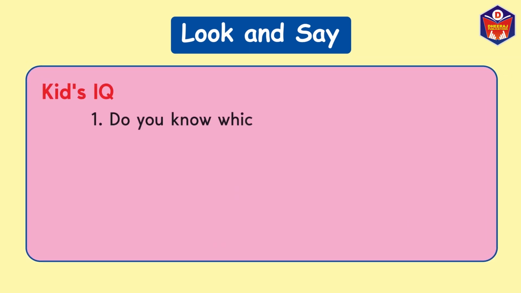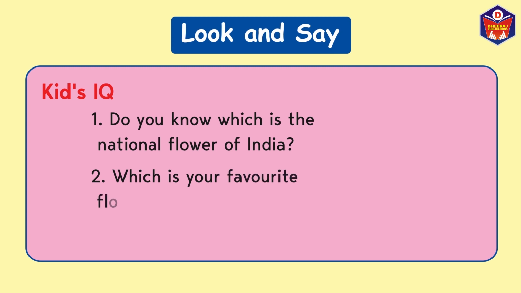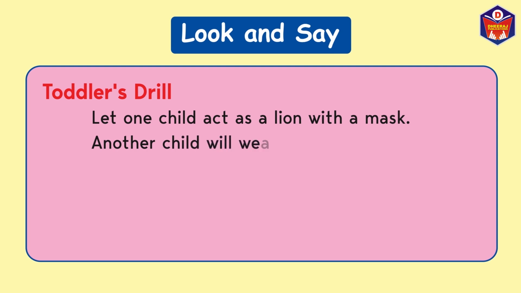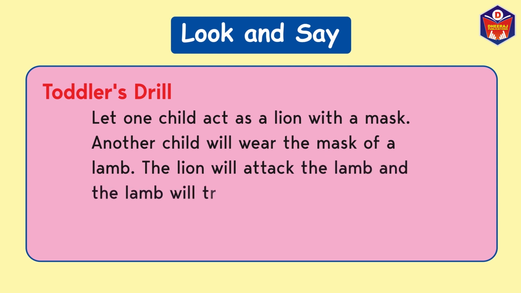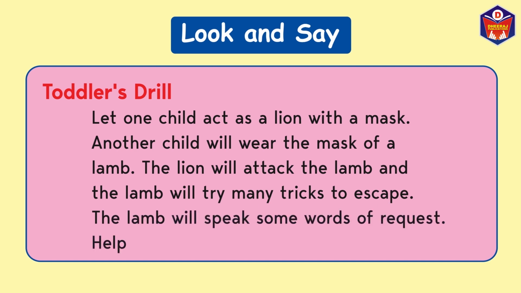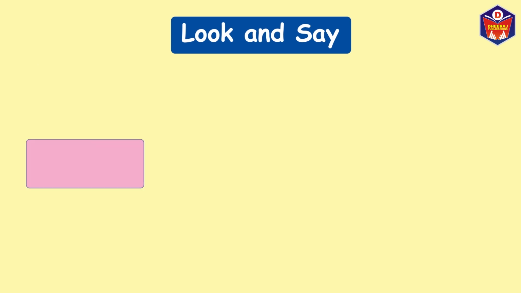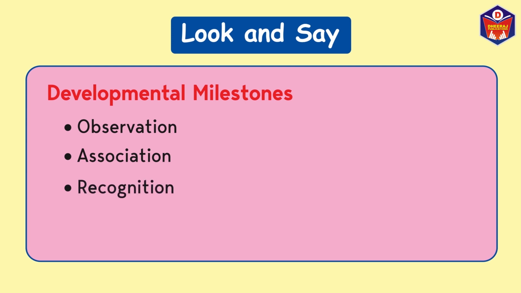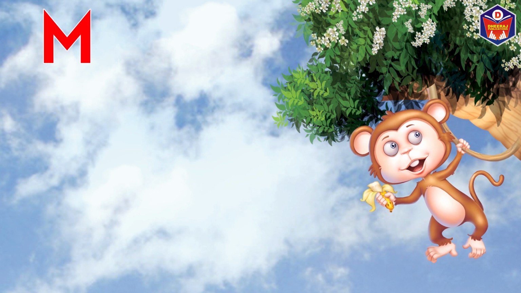Kids IQ. Question 1. Do you know which is the national flower of India? Question 2. Which is your favorite flower? Toddler's drill. Let one child act as a lion with a mask. Another child will wear the mask of a lamb. The lion will attack the lamb and the lamb will try many tricks to escape. The lamb will speak some words of request. Help them speak them correctly. Developmental milestones: observation, association, recognition.